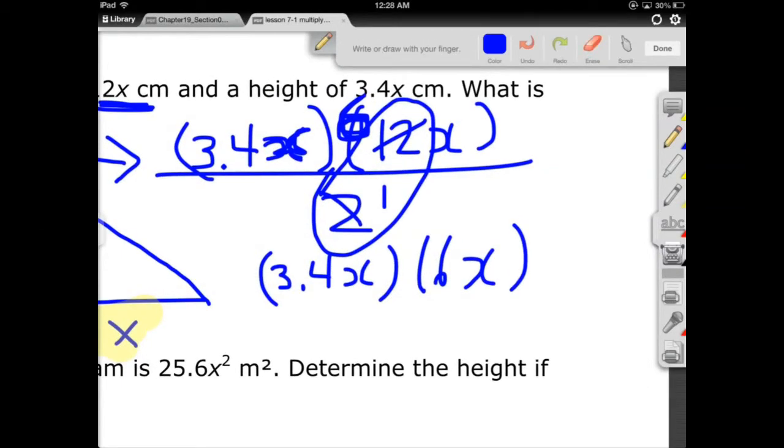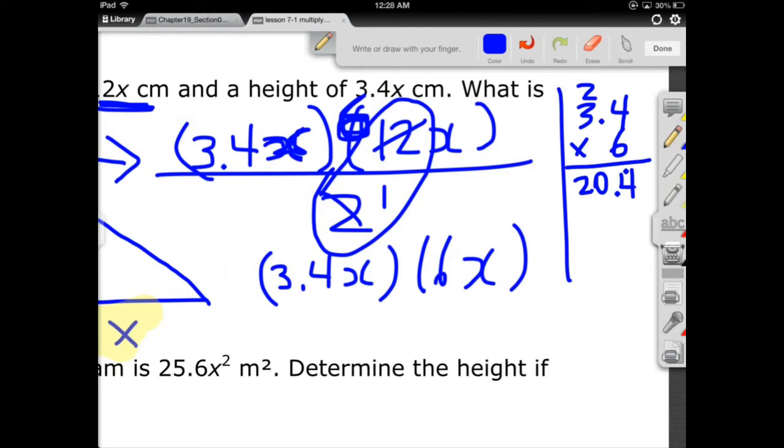3.4 times 6. So I'll just do it on the side here. Put down the 4. 6 times 4 is 24. Carry the 2. That's 18, 20. Ah, there we go. So when I multiply the coefficients, I get 20.4, and x times x gives me x squared.